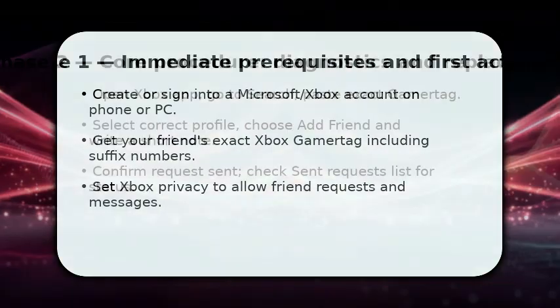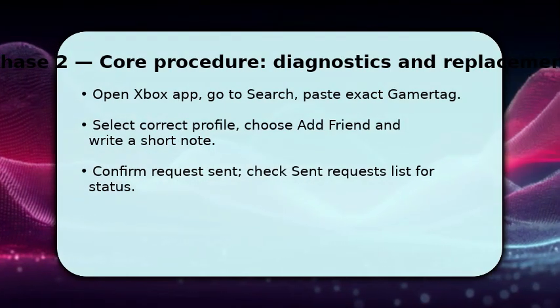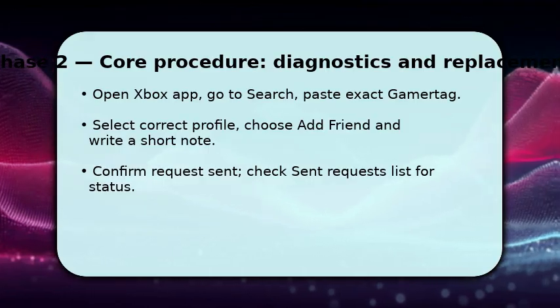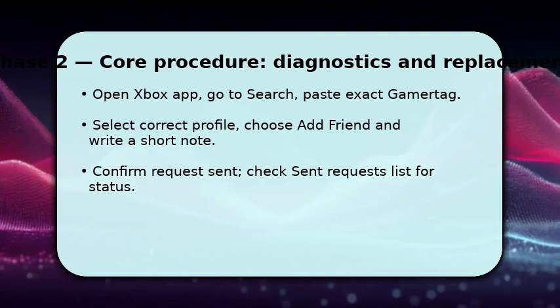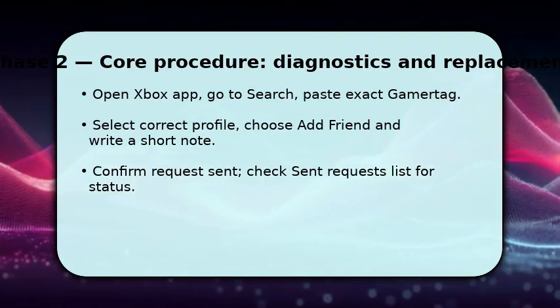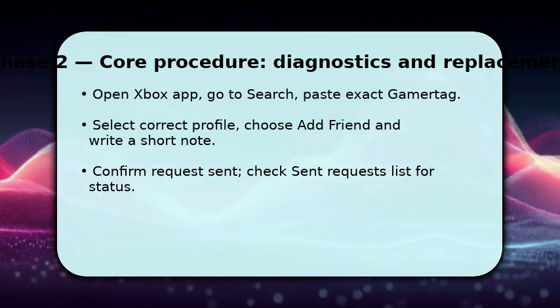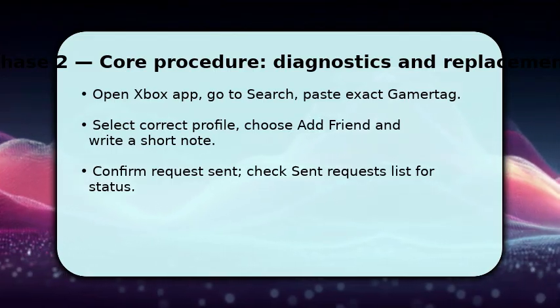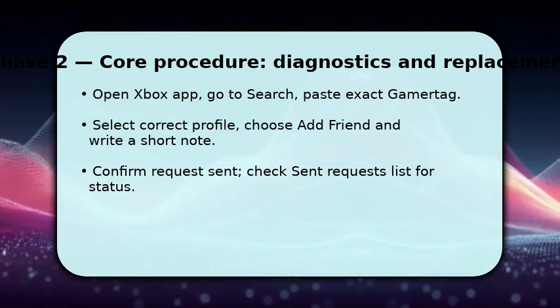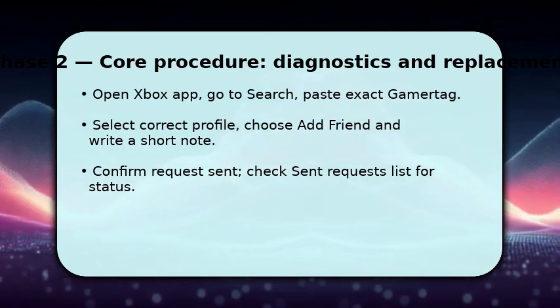Make sure you have that exact string saved. One wrong character, stop. Open the Xbox app on phone or PC, then paste or type the exact gamer tag into search. Precision matters. Once you see the matching profile, choose Add Friend and include a concise note so they recognize you. Send the request and then check your sent requests or friends list to confirm it's pending. If it shows pending, tell them to watch their notifications on Xbox or the Xbox app. This speeds acceptance and avoids confusion.